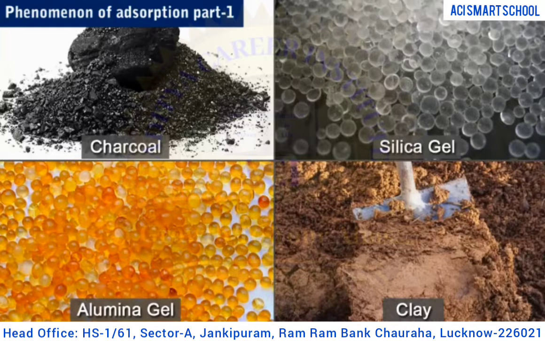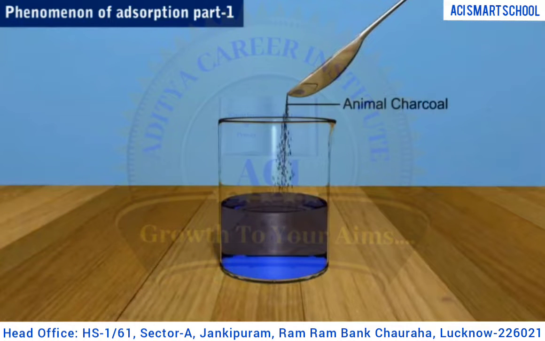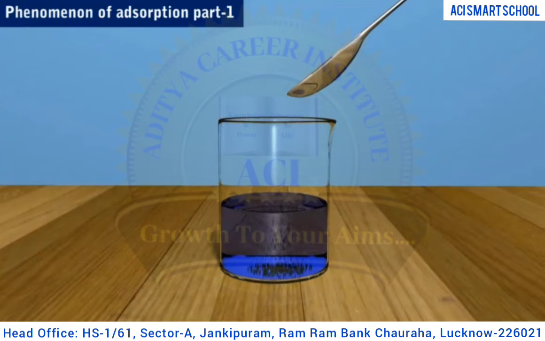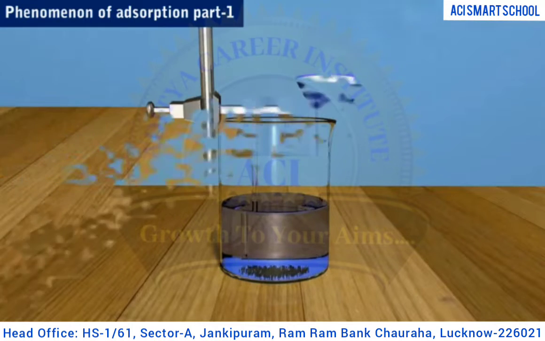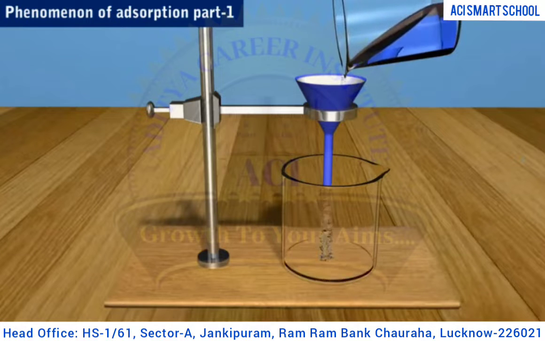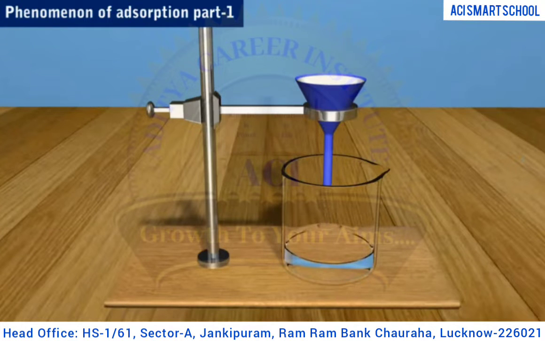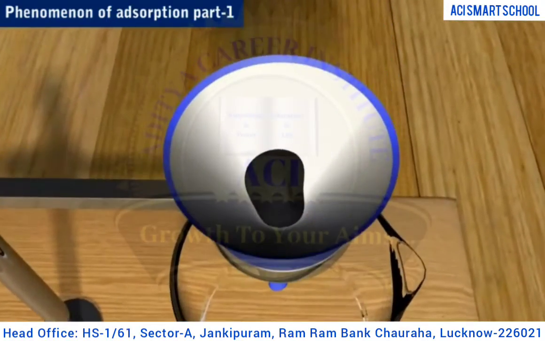Let's look at an example of adsorption. Add some activated animal charcoal to a dilute solution of an organic dye, methylene blue. Stir the solution thoroughly and then filter it. You will find that the filtrate thus obtained is colorless. This is due to the adsorption of the dye on the surface of the animal charcoal.